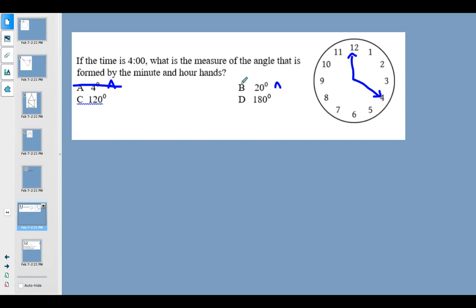So if we look at B, it says 20 degrees. We know that 20 degrees is less than 90. That means that it would be an acute angle. When we looked at our clock, it had an obtuse angle. That can't be correct. If we look at C, C is greater than 90 degrees, but less than 180. So that means that C would represent an obtuse angle. I'm going to put a little question mark because that could be right.